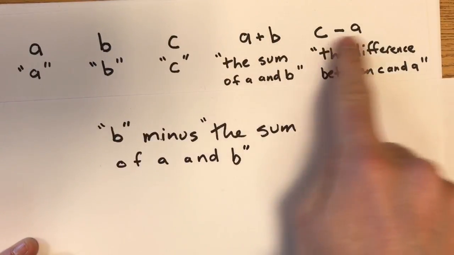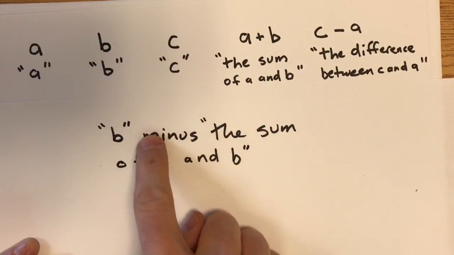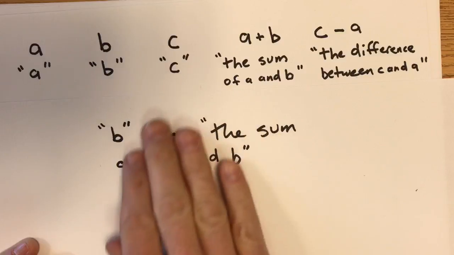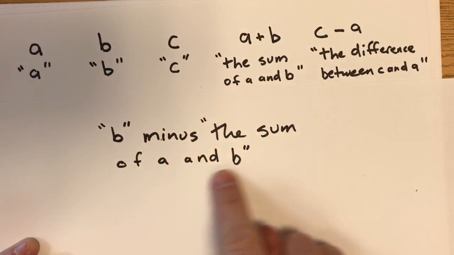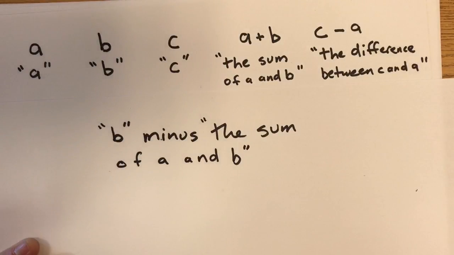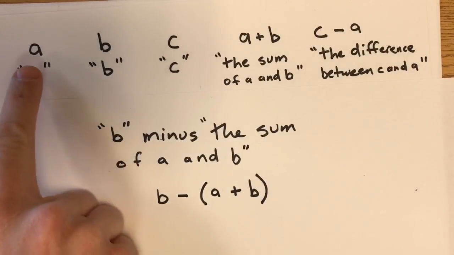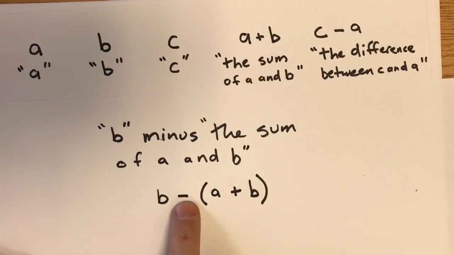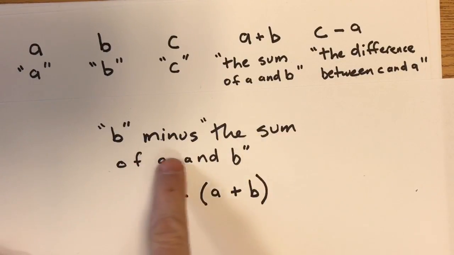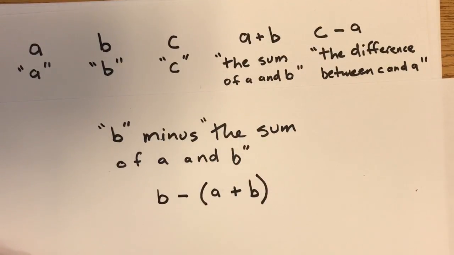By looking up here and matching with these expressions and noting your knowledge of the word minus, pause the video and try to come up with an expression written in mathematical symbols that would equal this verbal expression. If you got this, you were right. We've got the expression B right here, so we write that. Minus, okay, we're subtracting, but what are we subtracting? The sum of A and B, which is this expression wrapped in parentheses.